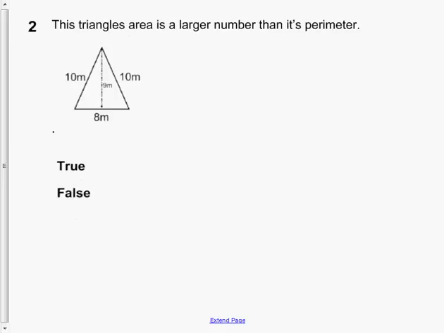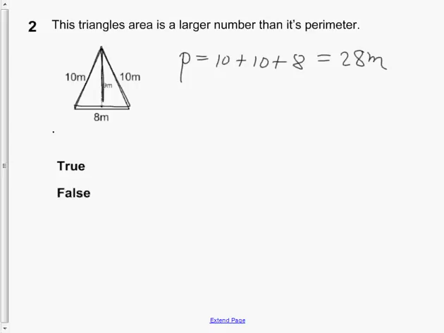Question 2, this triangle's area is a larger number than its perimeter. So the first thing I need to do is actually calculate the perimeter, and the perimeter is really the distance around the entire shape. So 10 plus 10 plus 8 would be its perimeter, which is 28 meters. This distance here, the height, is not necessary for its perimeter, because perimeter is just the distance around the outside of a shape.